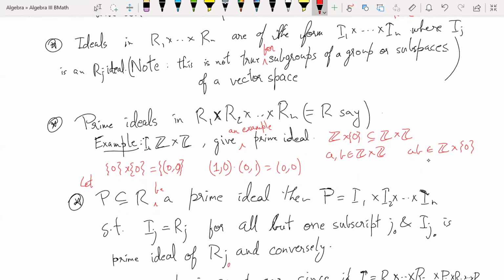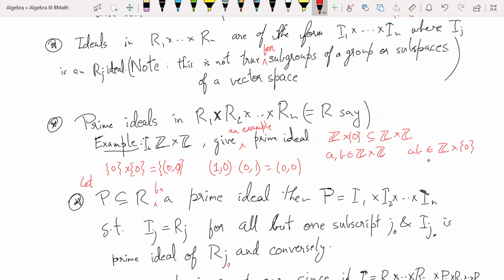Prime ideal of R_j0. So if P is a prime ideal, then P has to have this form. And conversely, which is more straightforward: anything of this form, where all the components are the full ring except one, should be a prime ideal. These are precisely the prime ideals of R. Let's just see that these are prime ideals, and then we will see the other direction.